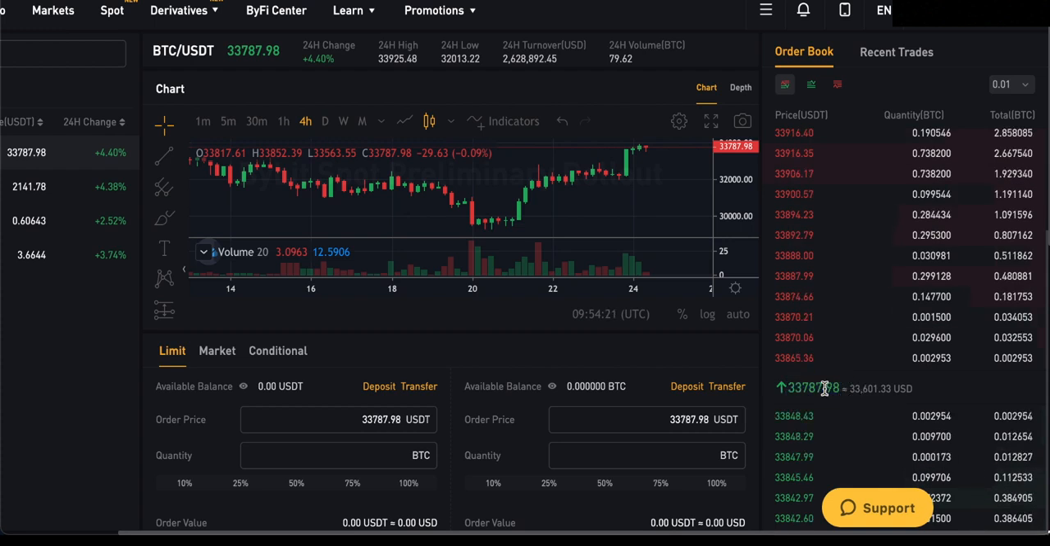So this is the current mid price for this currency pair. You also have some other pricing information right here that you may want to use. And as we come down to the chart, this is a chart provided by TradingView, so that's good. Most top crypto exchanges will use TradingView charts. You have some different drawings right here and some indicators right here.